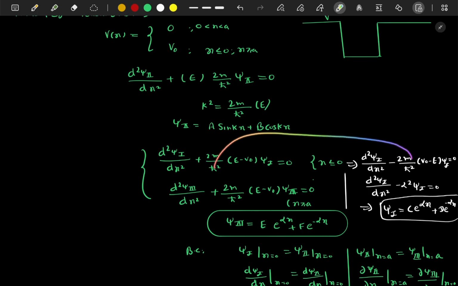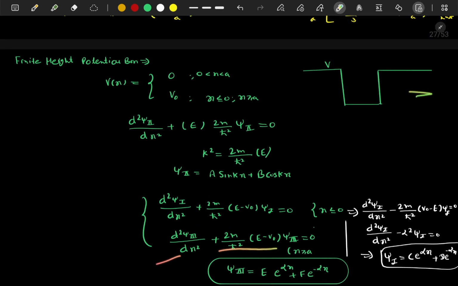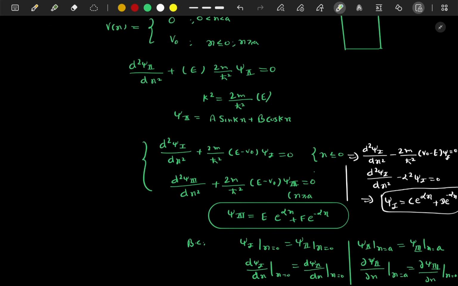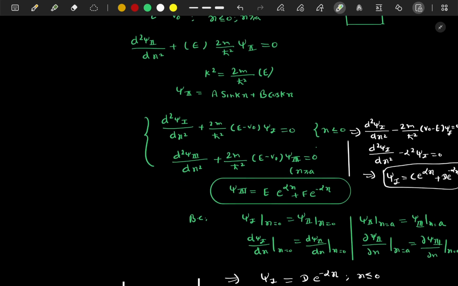Why are we taking the minus outside the bracket? Because we know that V naught is greater than E. The energy of the wave function incident on x equal to 0 is less than the potential barrier. So it will lead to C e to the power alpha x plus D e raised to the power minus alpha x. And for psi third, this is the reason. So for psi third, what will happen? 2m upon h cross square into E minus V naught psi third. So similarly, the same minus is common: C e raised to the power alpha x plus F e raised to the power minus alpha x.